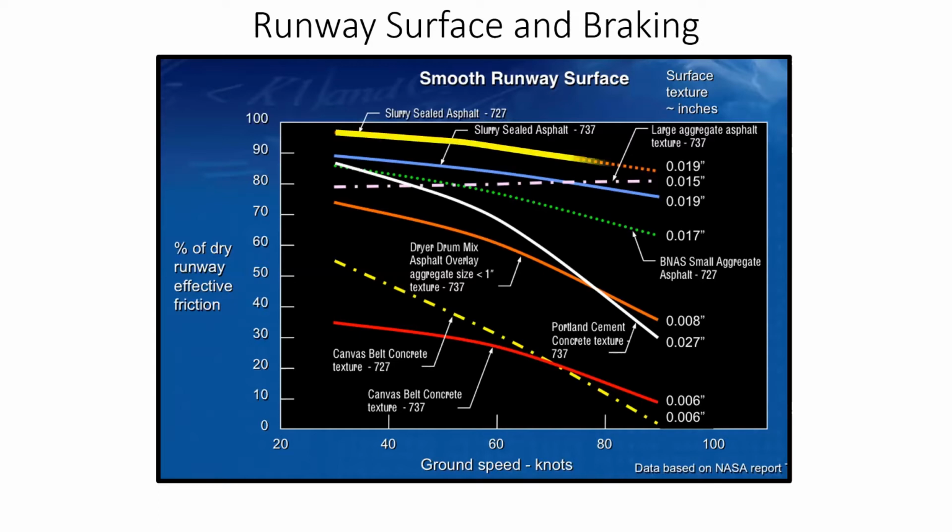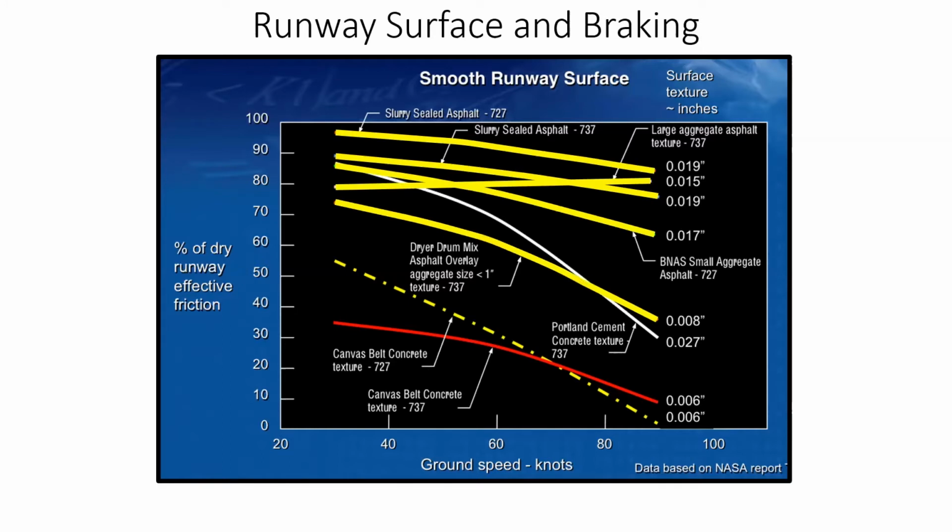Now, what's interesting, if we cover all of the asphalt runways with the yellow line, and we cover all of the concrete runways with the red line, we do see a trend emerge, which is that by and large, asphalt runways tend to achieve higher friction than concrete runways, with one exception in the middle of the chart. But as a rule, we expect that the asphalt runway is going to have a greater percentage of dry runway effective friction.